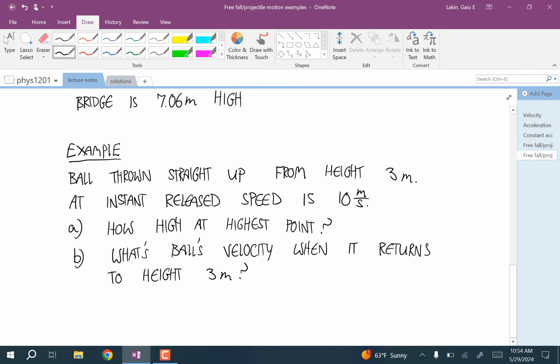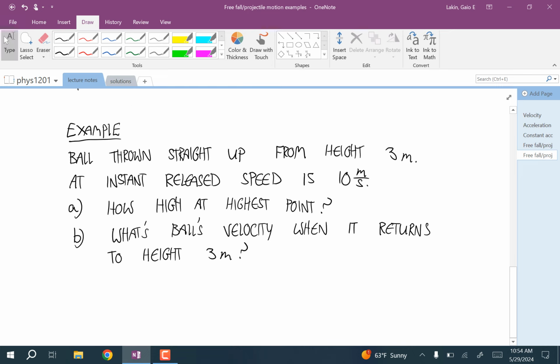We're going to actually see something here that is always true, and I'll bring that out when we get to it. Third, what's the ball's velocity when it reaches ground level?